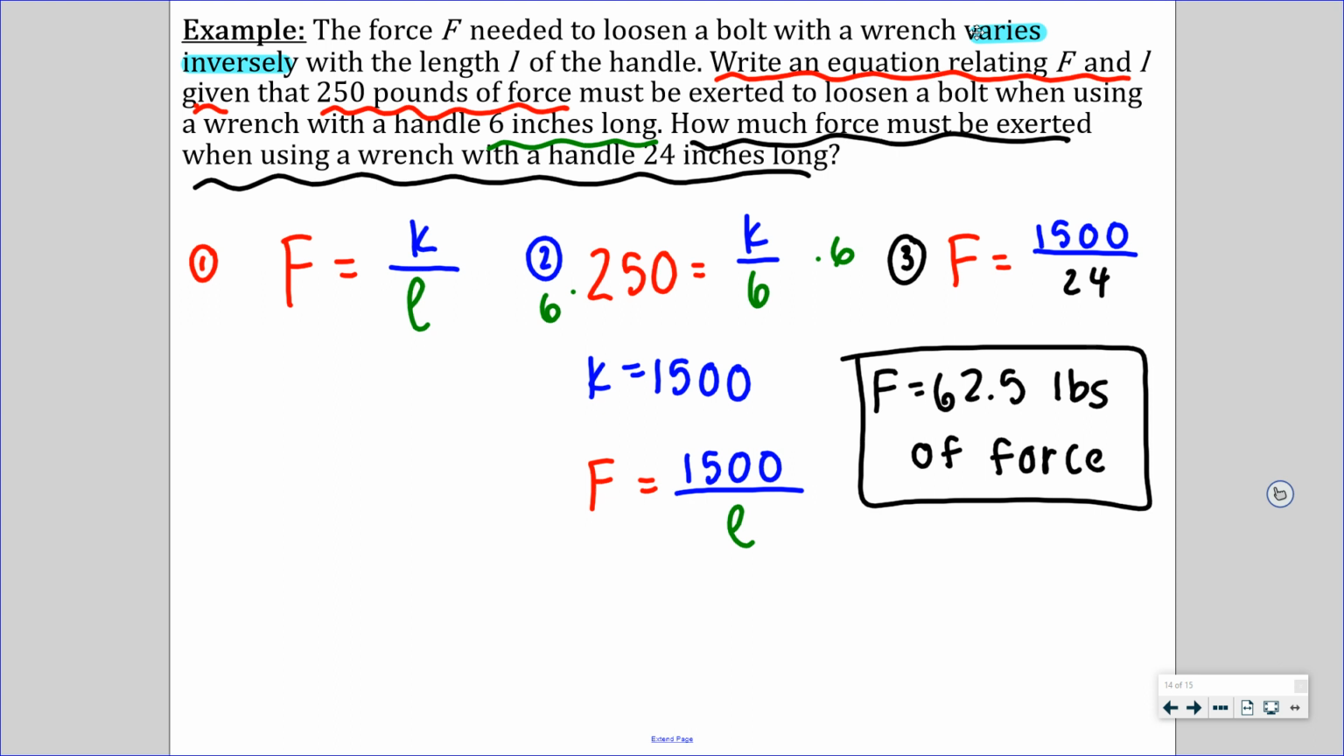Set up the generic model with the relationship, whether it's varies directly, inversely, jointly, combined. Use the data to write a specific model. Use that to answer the question. Okay, questions? No. Okay, we're just going to do one more because it's pretty much the same every time.